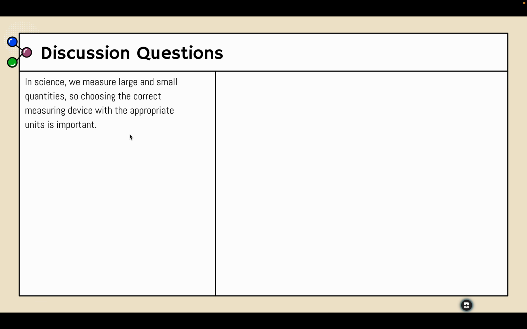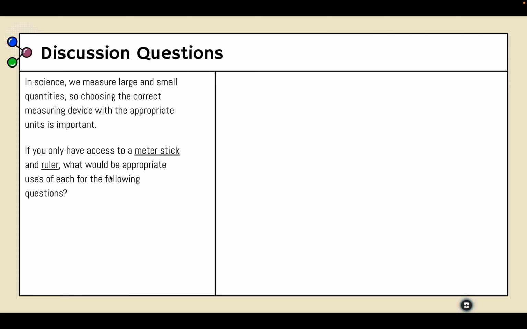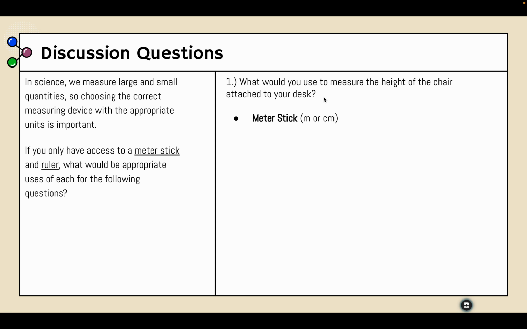So just some discussion questions. In science, we measure large and small quantities, so choosing the correct measuring device with the appropriate units is important. If you only have access to a meter stick and a ruler, what would be appropriate for the following questions? So what would you use to measure the height of a chair attached to your desk? We would probably want to use a meter stick there, right? And we can measure in either meters or centimeters. Okay, how about this one? What would you use to measure the length of a paperclip? We'd probably use a ruler, right? And we're going to use it in centimeters.